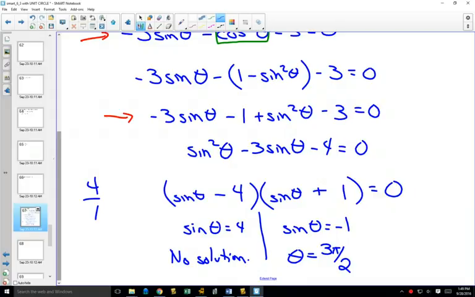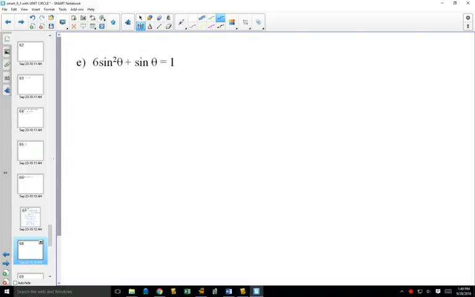So our only answer, all that work, and we only get one answer. It's only 3 pi over 2. All right, part E. It's a quadratic, so we make one side equal to 0.